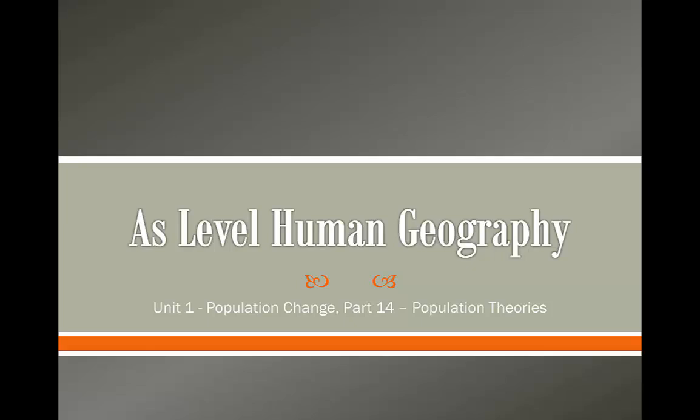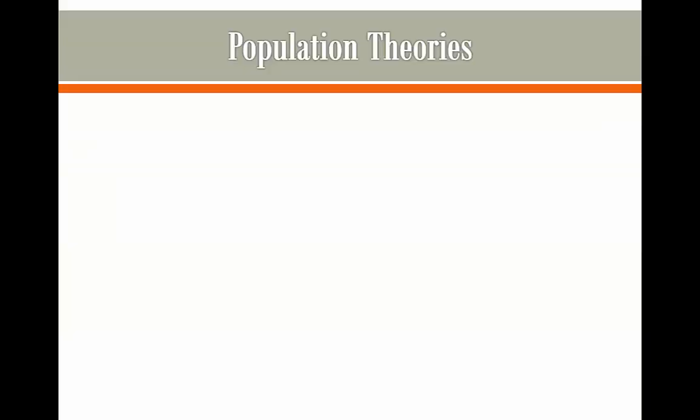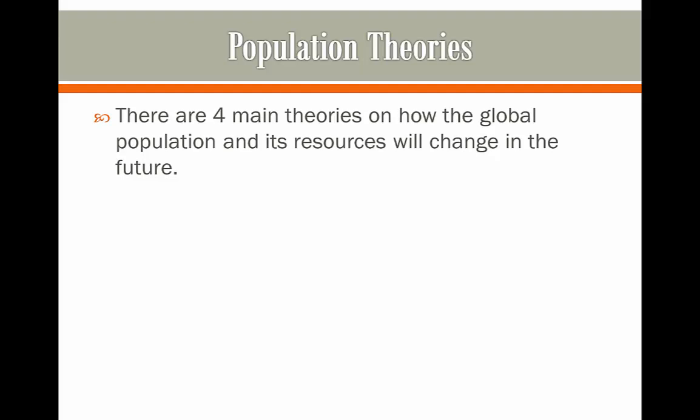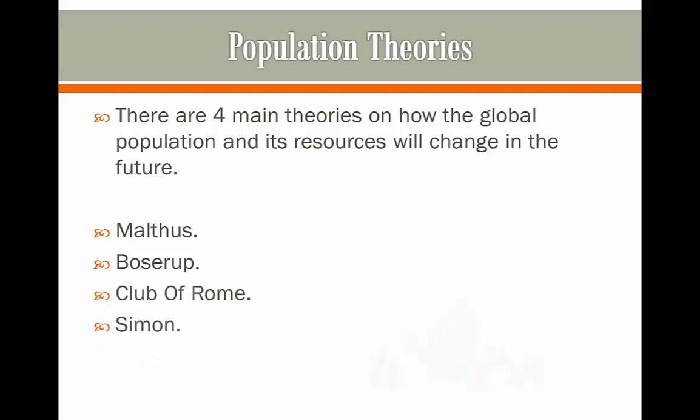Today we're going to be looking at population theories. There are four main theories which we're going to look at, which are going to indicate ideas about global population and how the effect of an increasing population is going to affect the demand for our resources. The four main theories are the theories of Malthus, Boserup, the Club of Rome, and Julian Simon.